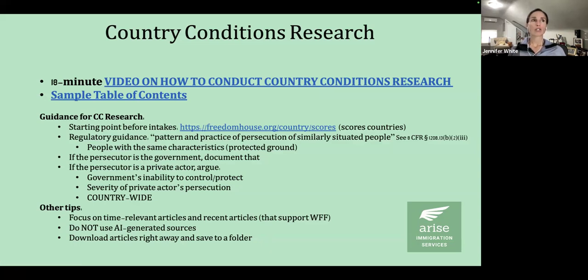One thing I will say about country conditions research is, going back to that idea of probative value of your evidence and your sources, one of the mistakes I see people make when they're new to this work is they try to use country conditions as an opportunity to just corroborate what happened in the client's case. So I'm going to use myself as an example, okay? Say that I am a registered independent in America, and I go out and I protest this administration.